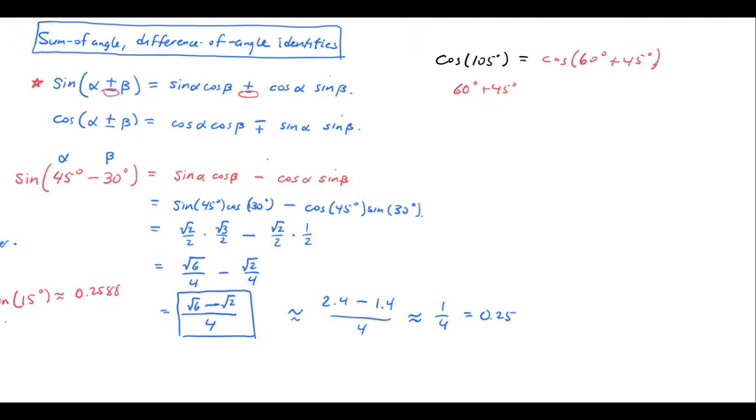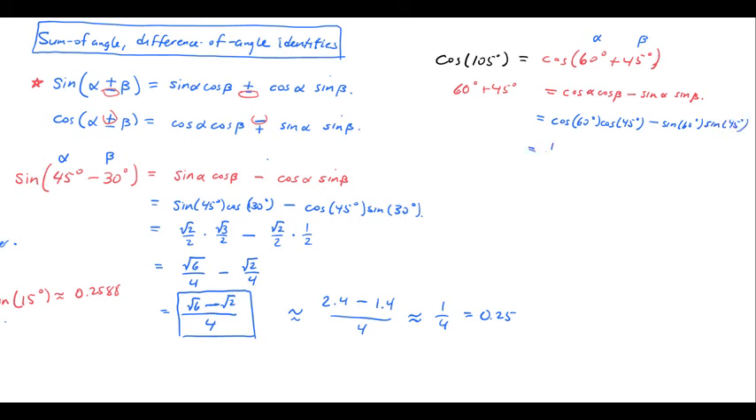There we go. And now I'm going to use my sum of angles identity for cosine. So I'm going to use these signs here. So this is going to be cosine of alpha, cosine of beta, minus sine of alpha, sine of beta. But what are alpha and beta? Alpha and beta are these two angles here, 60 degrees, 45 degrees. So I get cosine of 60 degrees, cosine of 45 degrees, minus sine of 60 degrees, sine of 45 degrees. And now just substitute those values in.